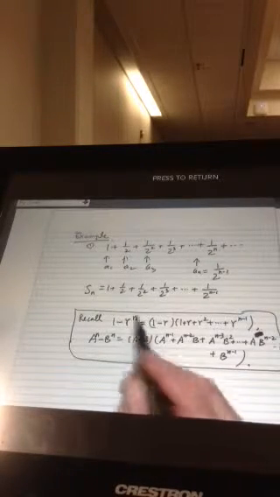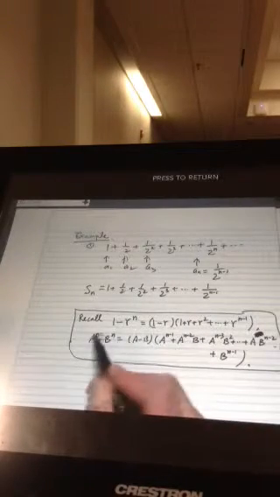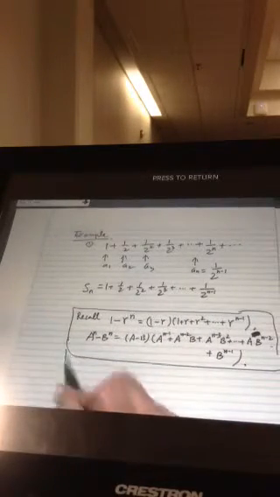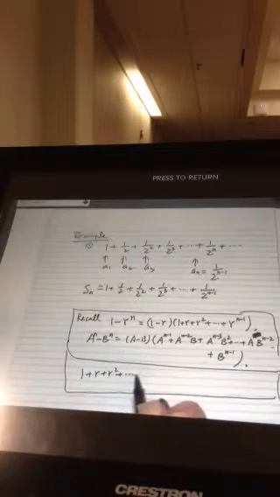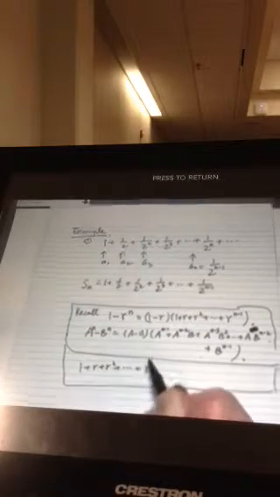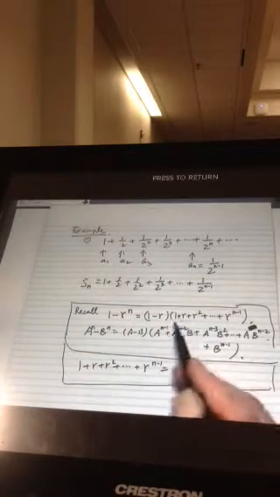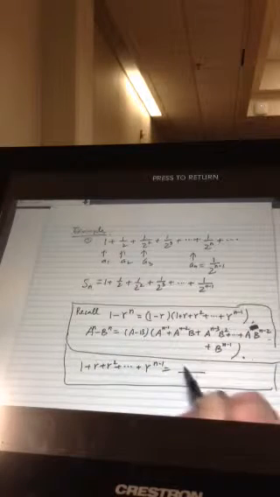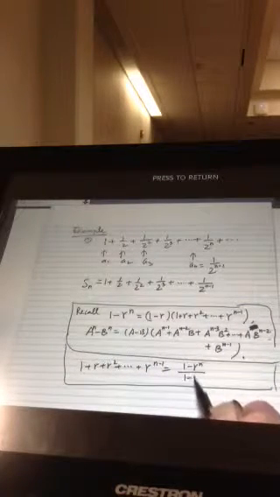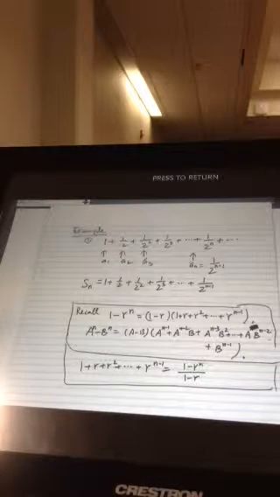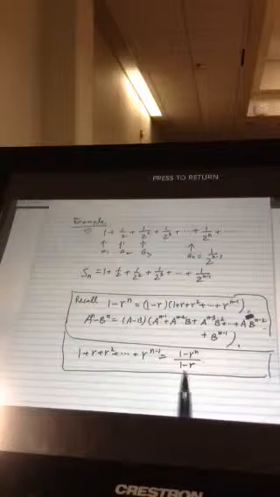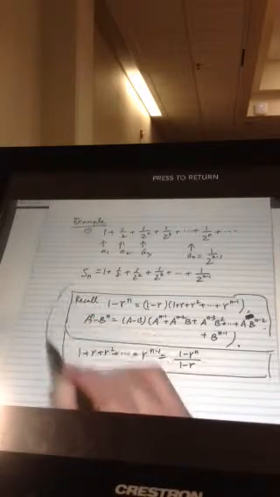Okay, so therefore, from here, 1 plus r plus r squared all the way to r to the n minus 1, this guy, is equal to 1 minus r to the n divided by 1 minus r. Okay, this you just multiply it out, you will see that this equals this.